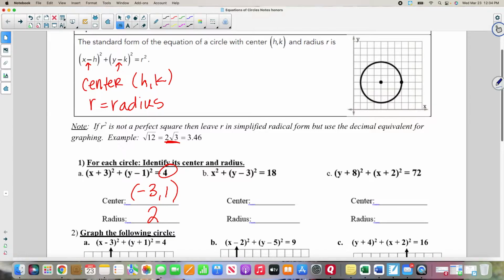Okay, what about when there's nothing here? Then my center is going to be what? (0, 3). 18 is not a perfect square, so we want to leave our radius as a simplified radical. You take the square root of 18 and simplify it, and you get 3 square root of 2. Now, if I asked you to graph that, you would have to get a decimal to approximate the radius.